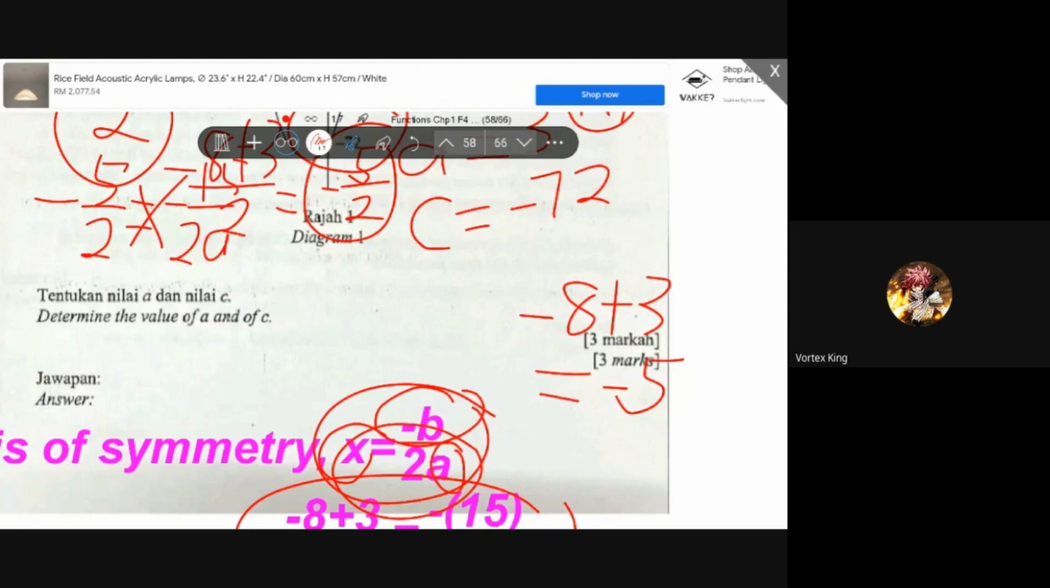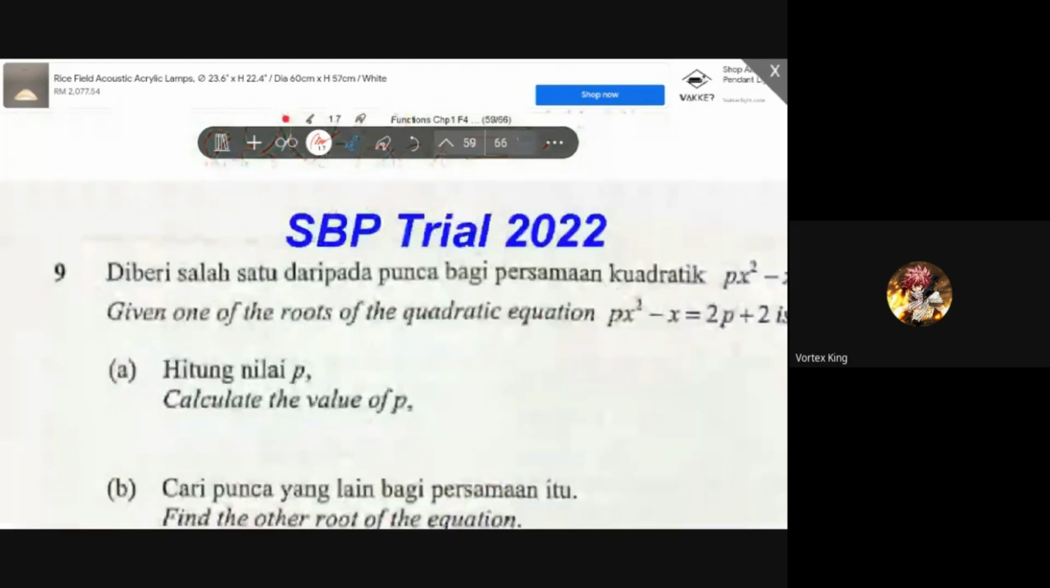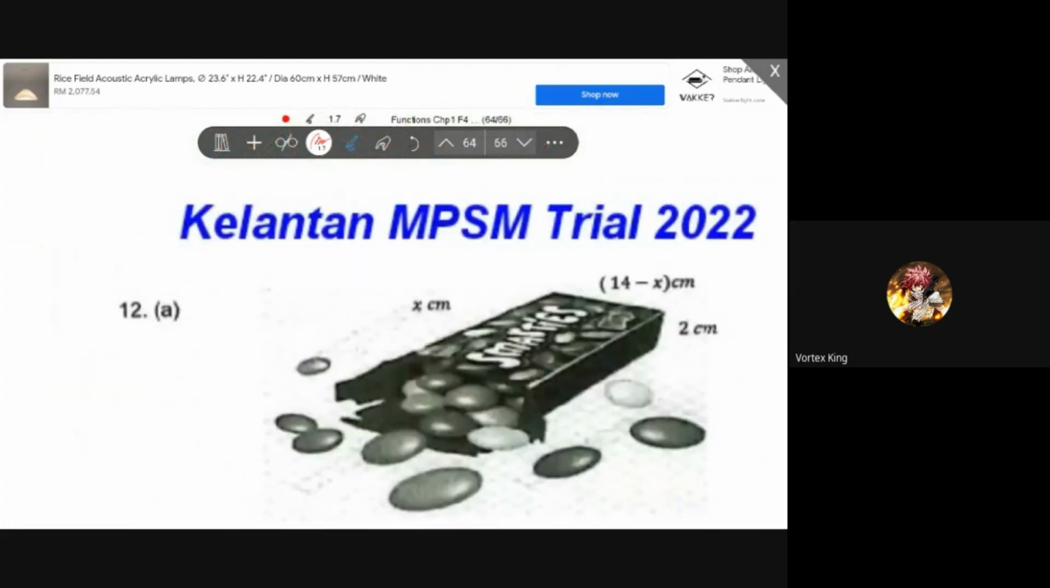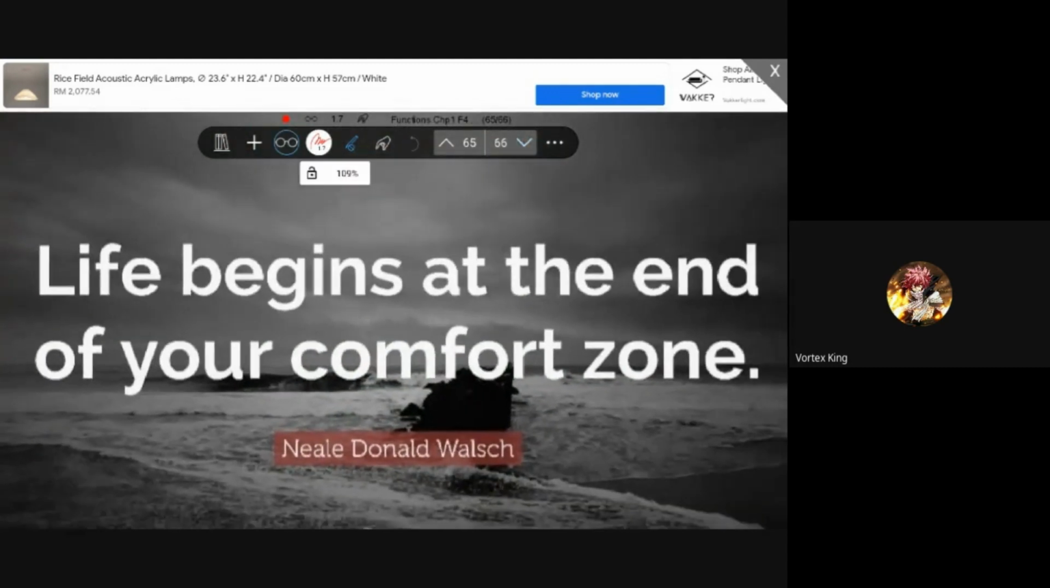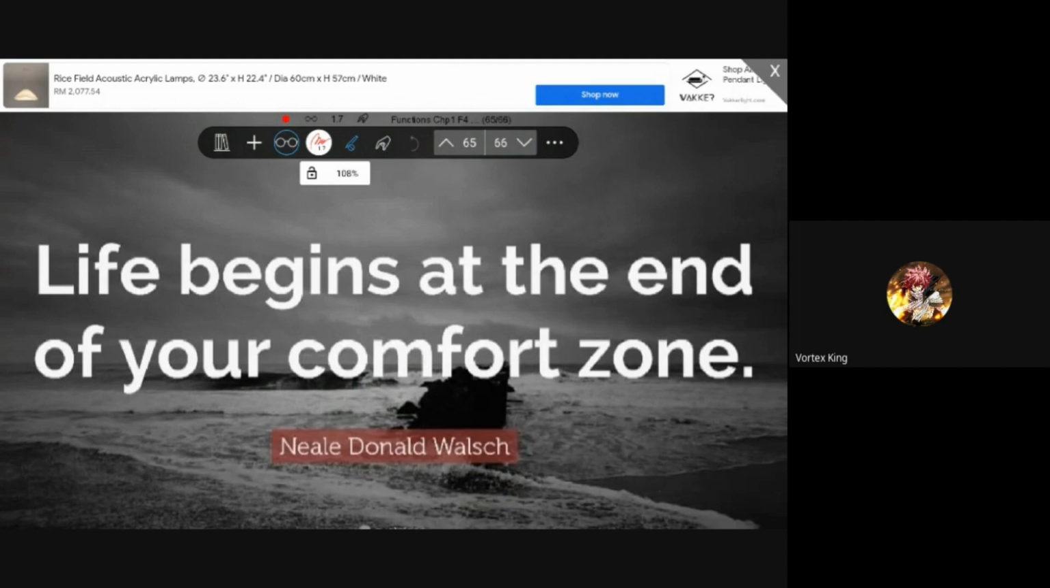Good. So wait, I tell one last thing for everyone. So saya bagi quote yang terakhir untuk semua. So anyone yang nak motivasi sekarang boleh dapatkan. Life begins at the end of your comfort zone. Pernah dengar tak this quote? Have you all heard this quote before?